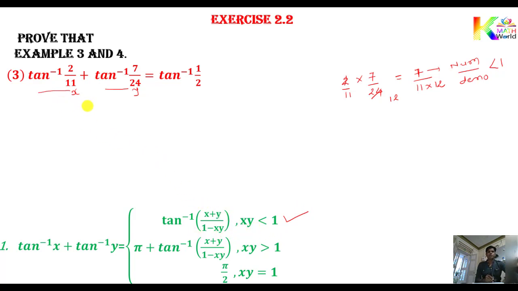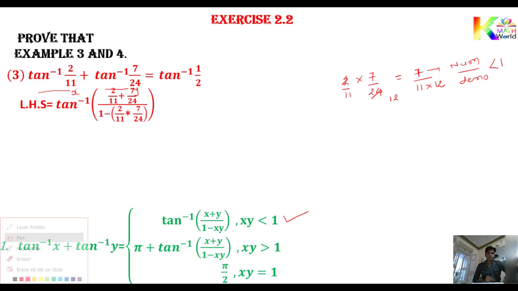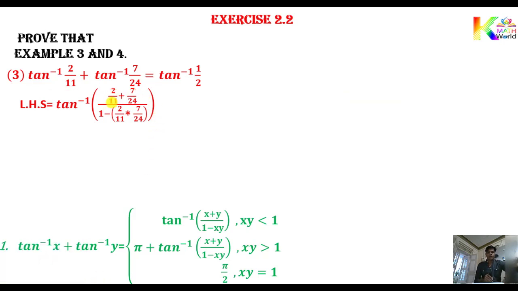It means the first formula is applicable. So now, using that formula, first you can consider this as the left hand side. You can write it in the exam as left hand side, then start this one. As we discussed, the product is less than 1, so this formula is applicable. X plus y, where x is 2 by 11 and y is 7 by 24. So 2 by 11 plus 7 by 24 over 1 minus x into y, using this formula.